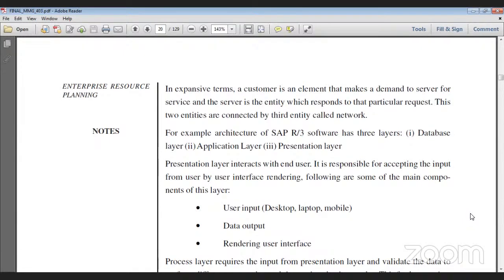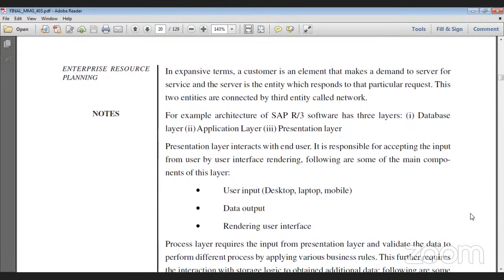It is responsible for accepting the input from the user through the user interface. Following are some of the main components of the presentation layer: user input, data input and output, and rendering the user interface.